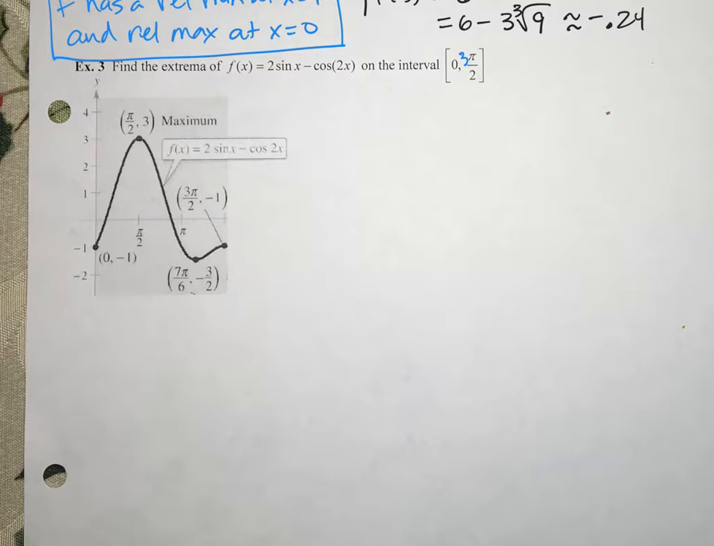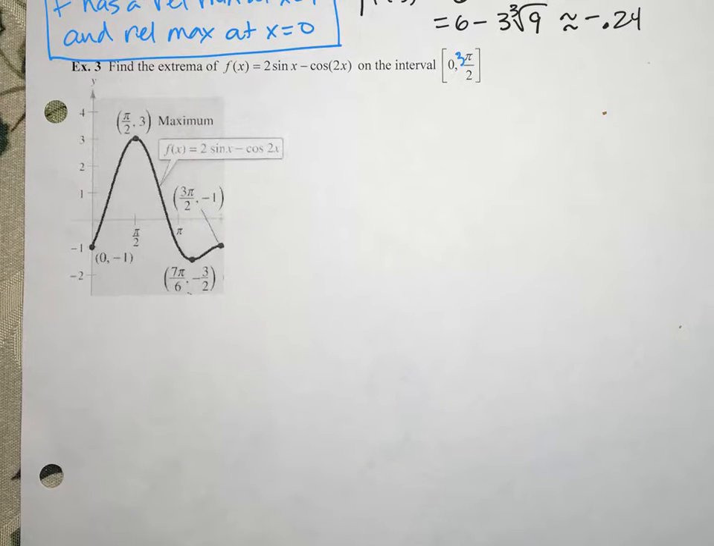So where can extrema occur? Well, at the critical numbers. Well, either at the endpoints and at the critical numbers. So we know that 0 and 3/2 pi will be two of our candidates. To find the others, let's find the derivative of our function.